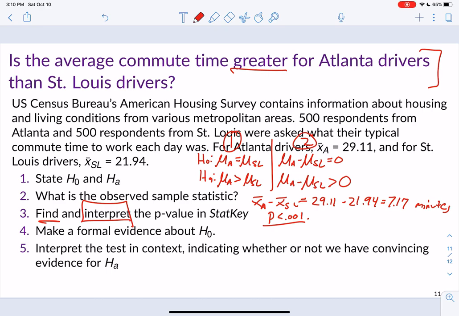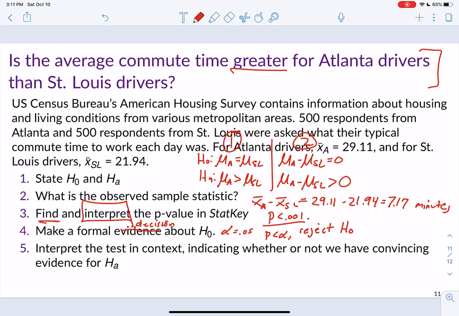Okay. Now let's make a formal decision about H naught, our null hypothesis. If we set alpha to 0.05, we see that p is less than alpha. When p is less than alpha, as we saw above, we're going to reject the null hypothesis, which means we're going to conclude that it's extraordinarily unlikely to observe these results. By these results, I mean an average commute time difference between these two cities of 7.14 minutes, given that there's no difference between the two cities in their average commute time. So it's extremely unlikely that that would occur. In fact, it would occur less than 0.001 of the time.